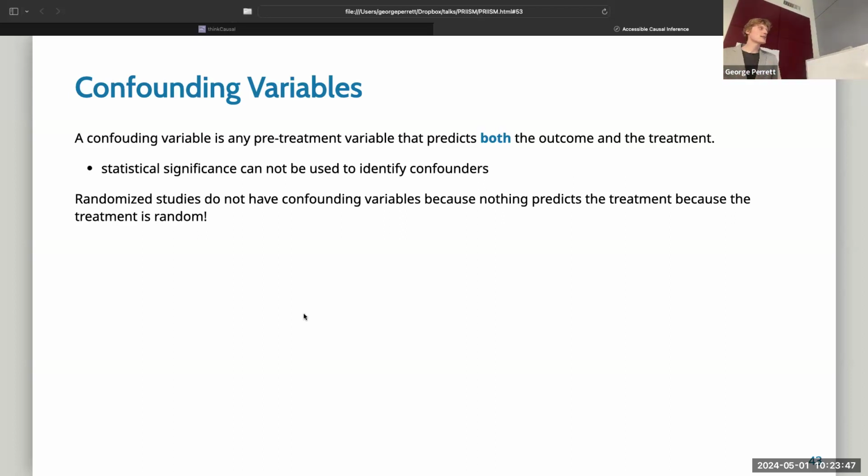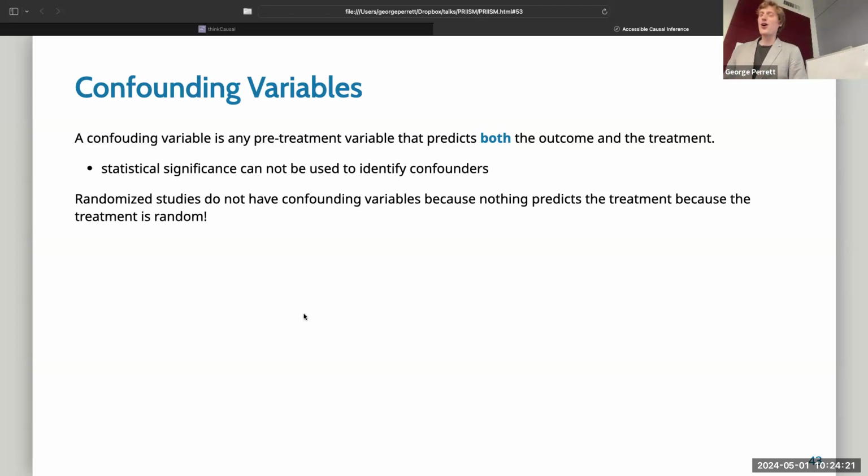And what's so nice about randomized studies, and the reason that randomized studies are often presented as the gold standard, is they can't have any confounding variables, because we've made it that nothing can predict the treatment because the treatment is random. So for something to be a confounder, it has to be predictive of both the treatment and the outcome. We can't control what predicts the outcome. And that's why things like linear regression can improve our performance for randomized studies, because we're regressing some of that out. But we can control what predicts the treatment if we use randomization.